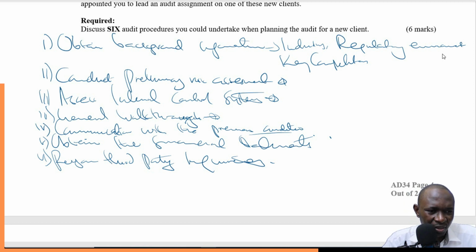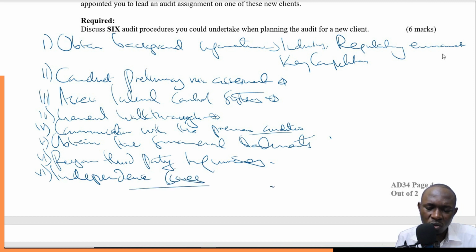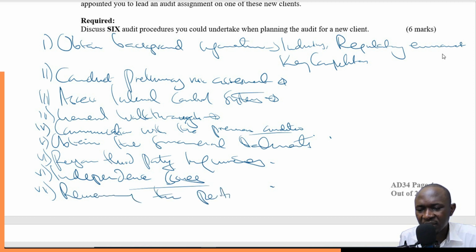That is very important when you are planning: how ready they are to work with you. That is also very important. Evaluating independence issues. Check on the independence issues. How independent are you? And of course, reviewing pertinent regulatory rules. This is also very important.